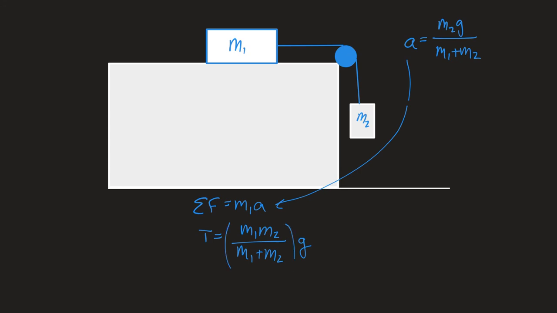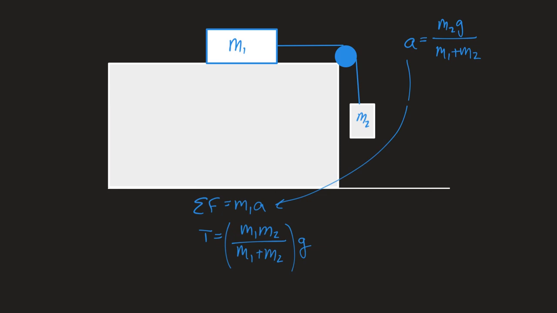You may not recognize this, but this is a form of weighted average. You've learned weighted averages in some of your classes, but that's what this is. It's a form of weighted average. And this would be the tension in the string. Interestingly enough, if either M1 or M2 were 0, the tension would be 0.